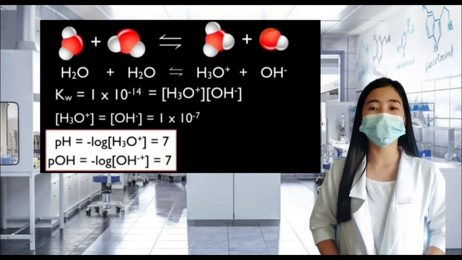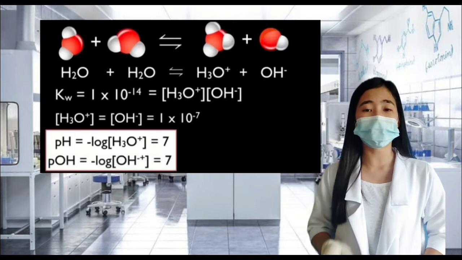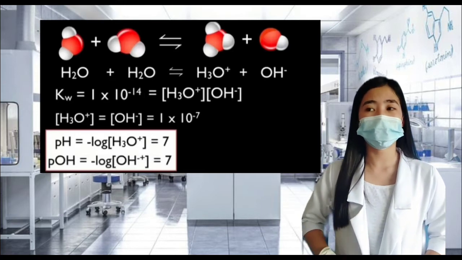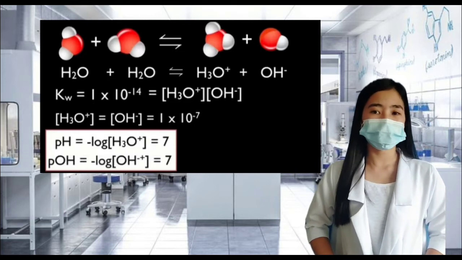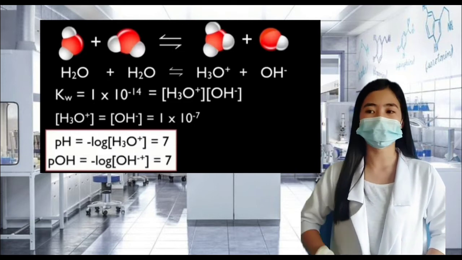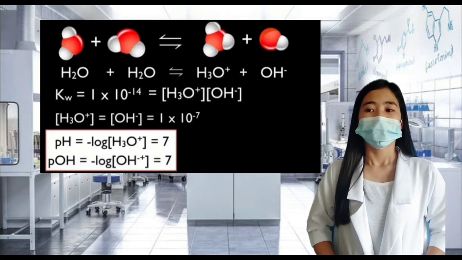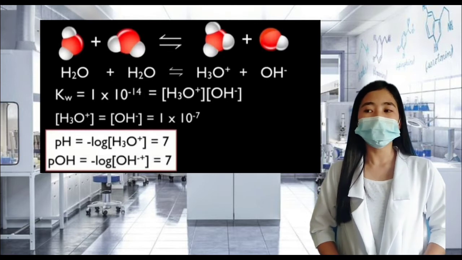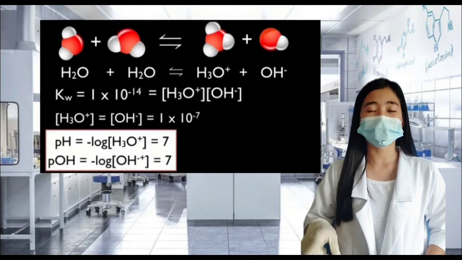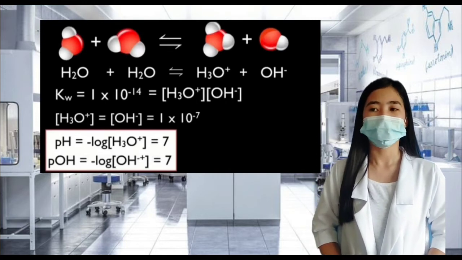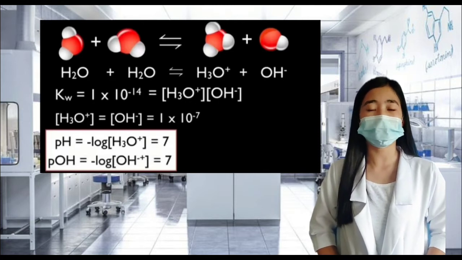So remember that the equilibrium constant is the concentration of the products divided by the concentration of the reactants. In this equilibrium process, we can ignore water because there is always water present. So this is now the value of our equilibrium constant. Then we can figure out that the equilibrium concentration of hydronium and hydroxide must be 1 times 10 to the power of negative 7. Therefore, pH, which is the negative log of the hydronium, is 7.